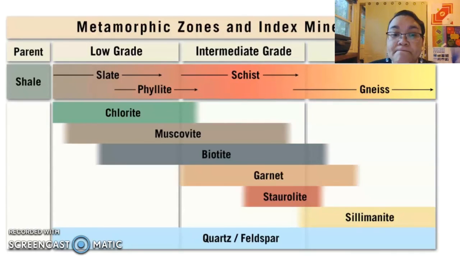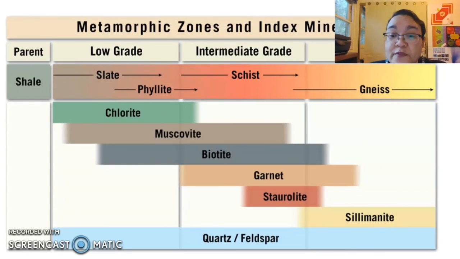This diagram shows the relationship between the metamorphic zones, the metamorphic grade, and what are called index minerals, which are used to identify a metamorphic rock. In this diagram, the parent rock or protolith is shale. Under low-grade metamorphism, a slate or phyllite will be produced, and dominant minerals or index minerals include chlorite, muscovite, and biotite, all of which are micas.